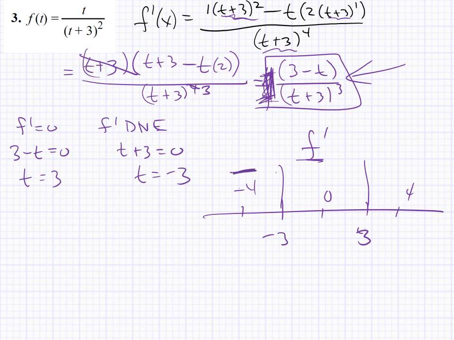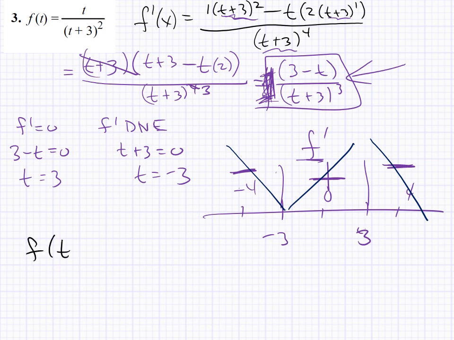Plug in 0, I get a positive. Plug in 4, I'm going to get a negative over a positive, so then that's negative. So what does that tell me? Decreasing, increasing, decreasing. Again, write it.